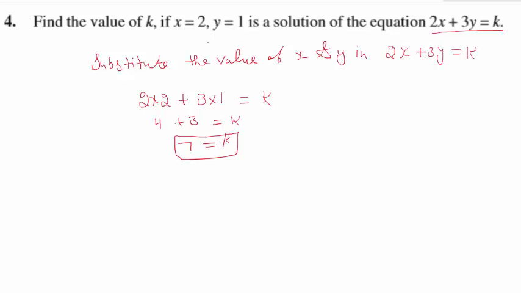Now if x equals 2 and y equals 1 is the solution of 2x plus 3y equals k, then k will be 7, and this is our answer. k equals 7.